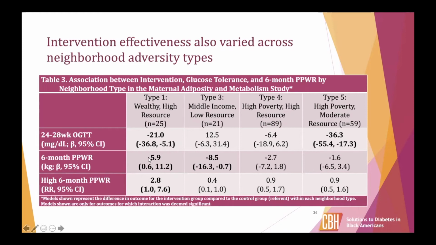However, when we look at the wealthy, high resource neighborhood type, we actually saw that women in the intervention group retained more weight than their control group counterparts, retaining almost 6 kilograms more than those counterparts in the control group. And this actually translated into a significantly higher risk of high postpartum weight retention, so that weight retention above 11 pounds or 5 kilograms postpartum.